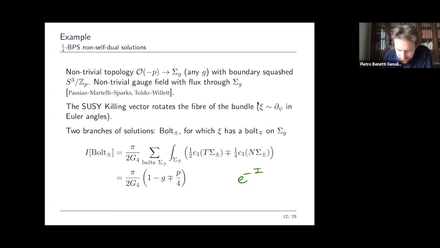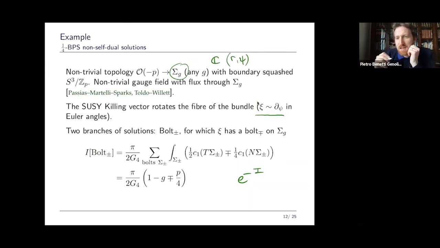Do you agree that this Killing vector, the Killing vector that rotates the fiber of this bundle, so this bundle has a fiber that is a U(1), and then there is the radial coordinate as well. So it's like an R fiber. So the fiber is C, right? But in C there is a radial coordinate, and then there is an angular coordinate, right?